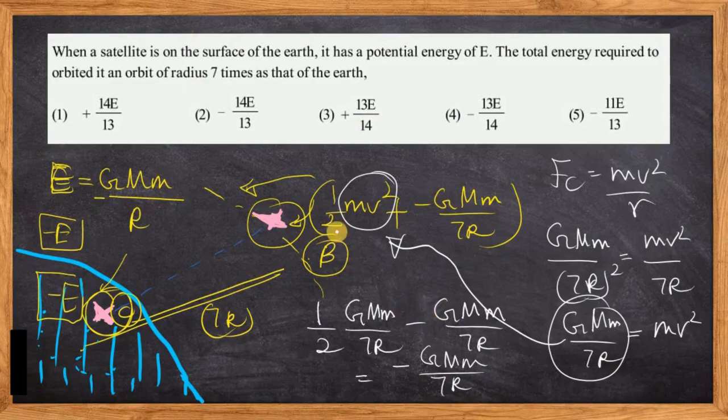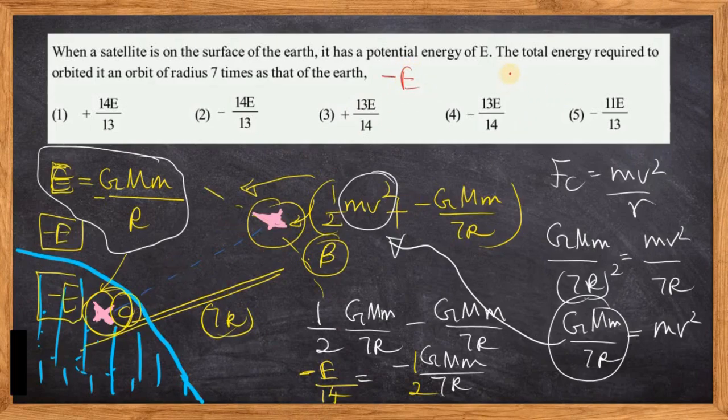So now, the answers they have given are in terms of E. Here this value, GMm over r, is E. So GMm over 7r has to be, yes, E over 7, and with the half, E over 14, and it's minus, right? Easy. Now what are they asking from us? Now we need to find the energy difference, right? At this point it's minus E. And from the other point, when it is orbiting, it's minus E over 14.